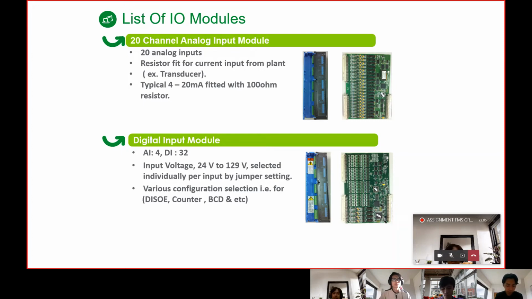The next is the digital input module. For the digital currents, it has AI, analog input, for 4 points, and digital input is 32 points. The input voltage used is 24 volt and 129 voltage, selected individually per input by jumper setting. It has various configuration selections, for example for counter, binary code, and DISO, DISOE. For the next part, I will pass to my friend, BADRUL.